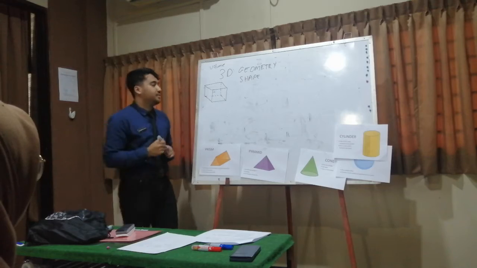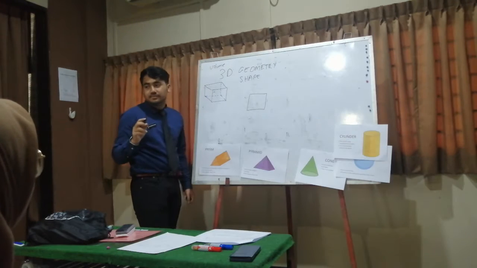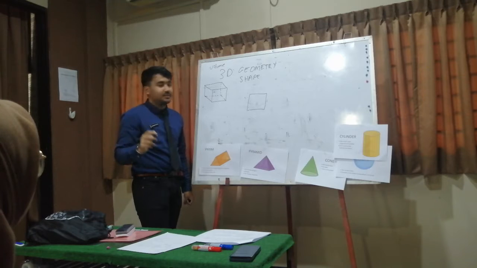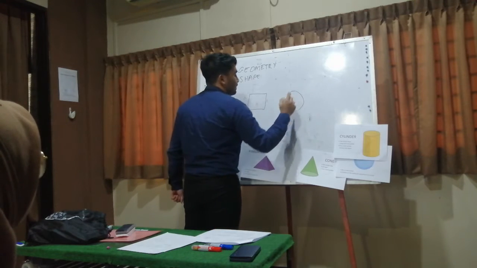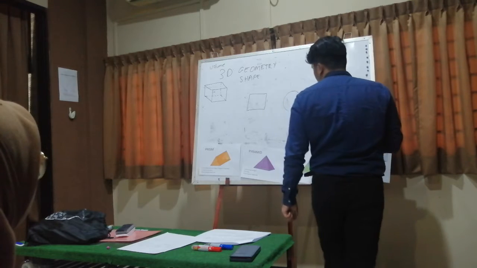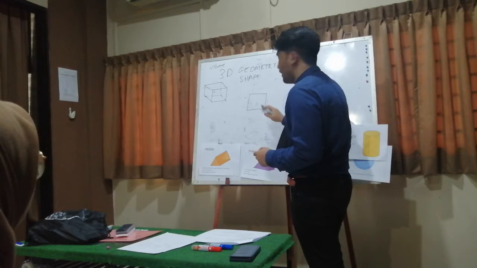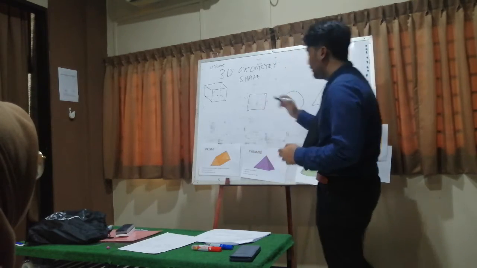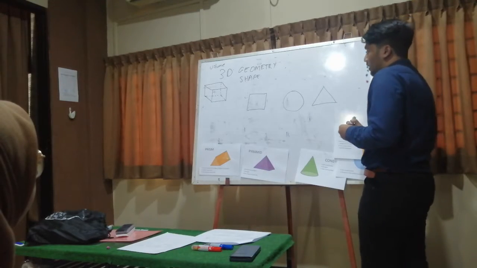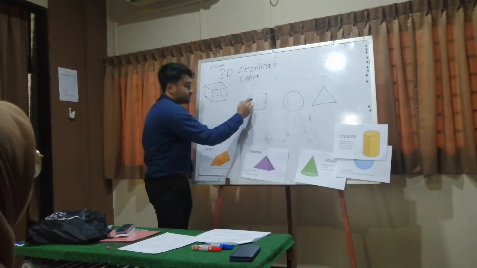Square. You have a square. What else? Rectangle. Circle. Okay, circle. Triangle. Rectangle. Rectangle is basically just like a square. We consider the square as a rectangle too. Okay. How do we measure this square? Height.